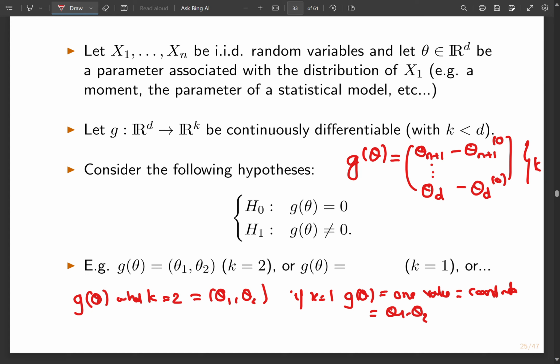If we wanted to know whether g of theta was equal to theta naught or not, we would take k of a certain size and ask whether g of theta was equal to 0. And if we want to know whether the first two coordinates are equal, we could do that too, by assigning k equal to 2. So there are many uses of this, and we saw those uses too.